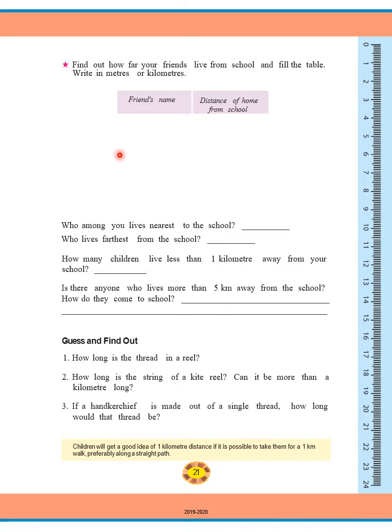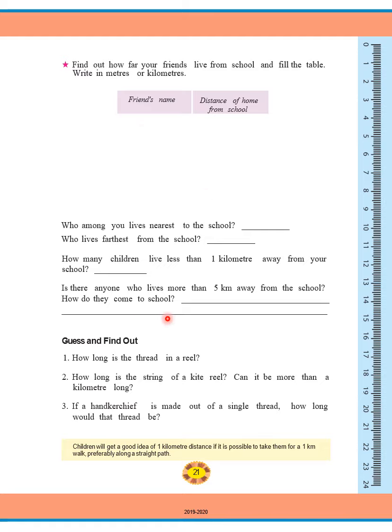On this page, you will fill this table. You will write your friend's name and the distance of their home from the school, and you will write the distance in meters or kilometers. And on the basis of this table, you will write who among you lives nearest to the school, who lives farthest from the school, and how many children live less than 1 kilometer away from your school. And the last question is, is there anyone who lives more than 5 kilometers away from the school? So you will write all these answers on the basis of this table.